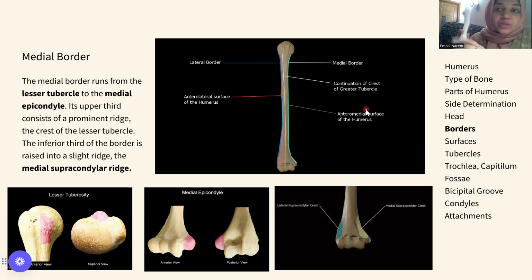Why is it important? Because it serves as the attachment point for some very important muscles of the forearm, right? Moving on to the surfaces of the humerus. So we've done the anterior border, the lateral border, and the medial border, right? So we've done 3 borders of the humerus.